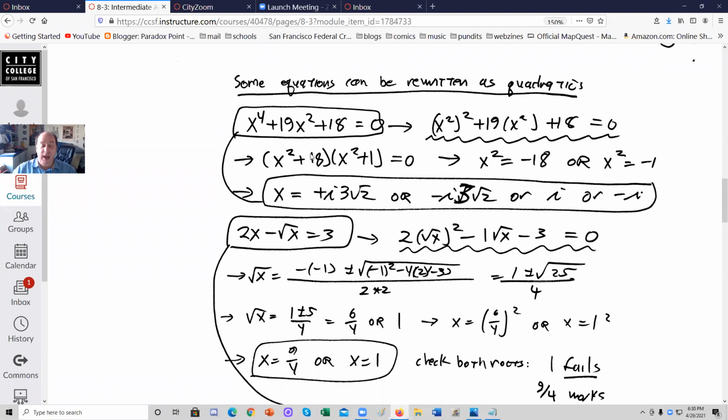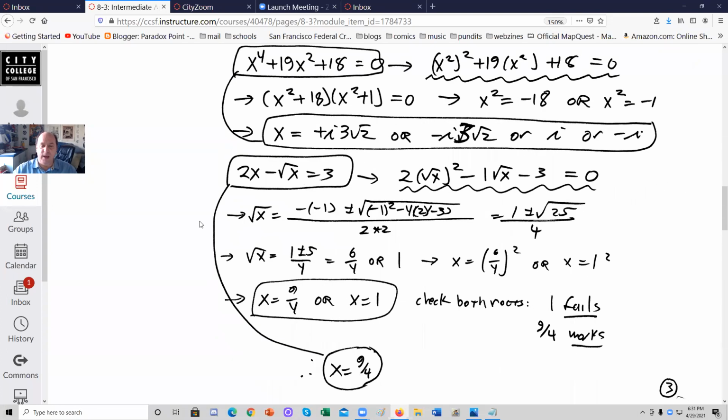And now it's solvable by the zero factors rule. Either x squared plus 18 is 0 or x squared plus 1 is 0. So either x squared is negative 18 or x squared equals negative 1. Taking square roots, you get x is plus or minus i times 3 root 2, because that's the square root of negative 18. Or x equals i or negative i, because those are the square roots of negative 1. So: i 3 root 2, negative i 3 root 2, or i, or negative i.